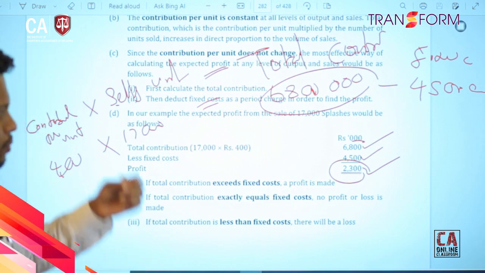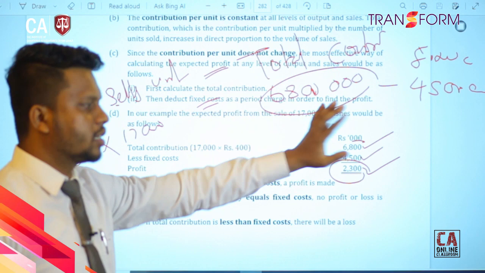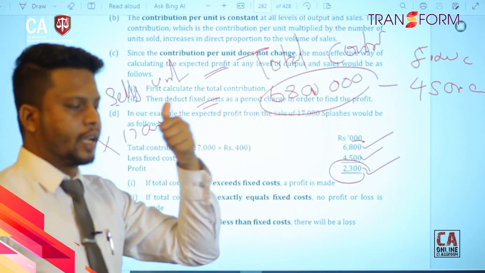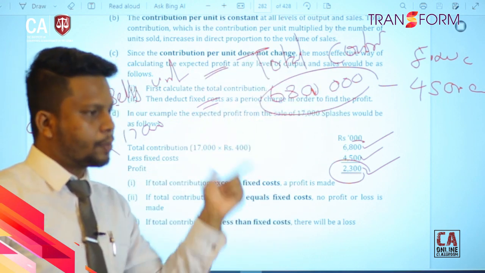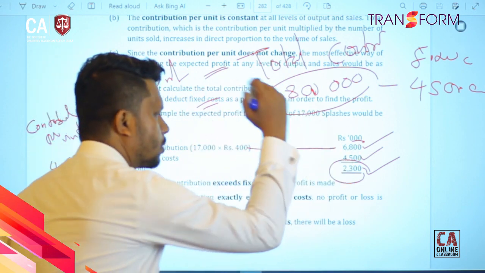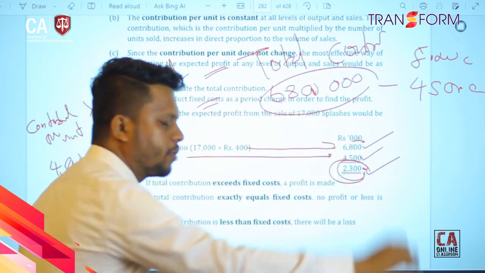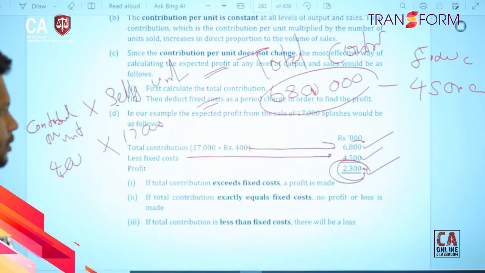Within three steps, you can calculate the profit under the marginal cost method. First, you need to calculate the contribution per unit, multiplied by the number of units you are going to sell. Then you can calculate the total contribution. Then you need to deduct the fixed cost. You can calculate the profit. Very easy. Is there anything more to learn?